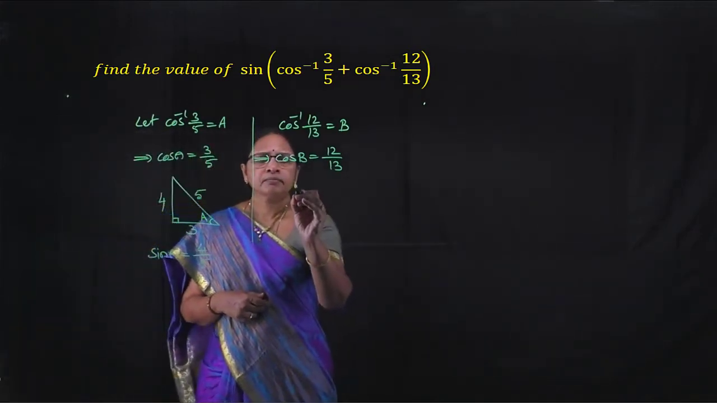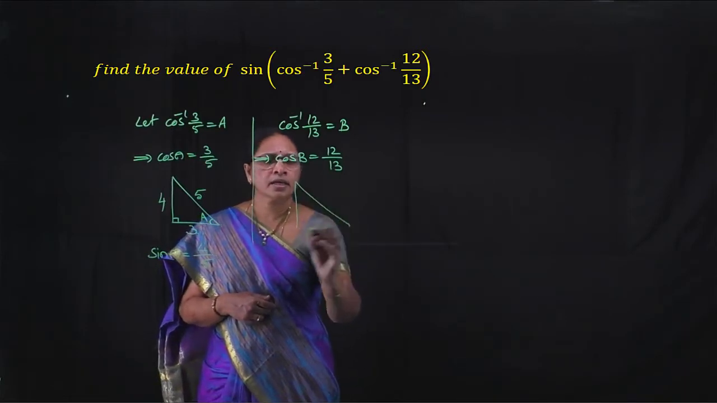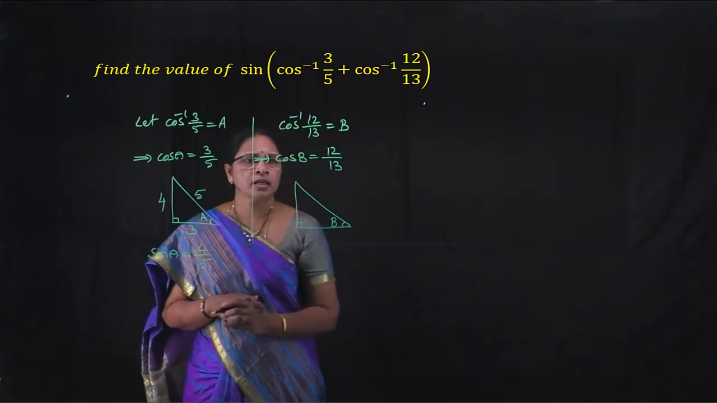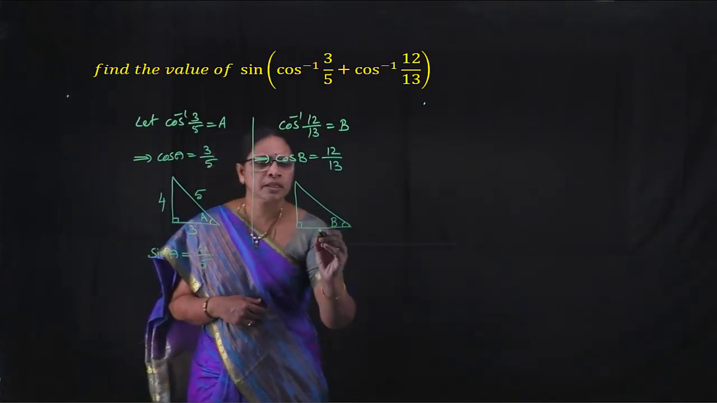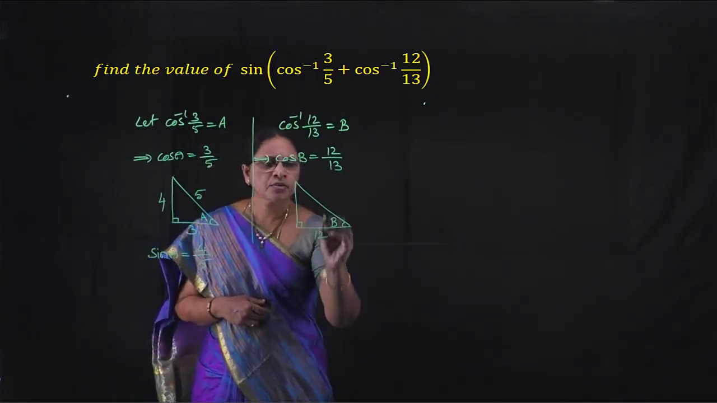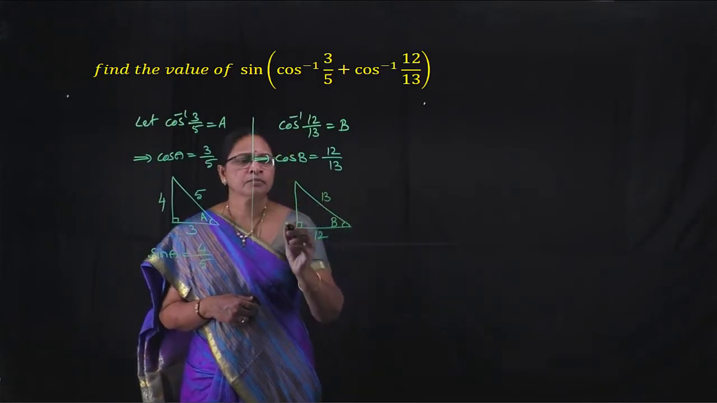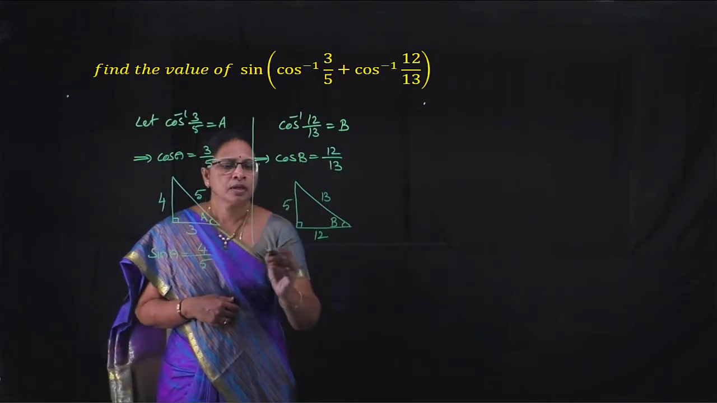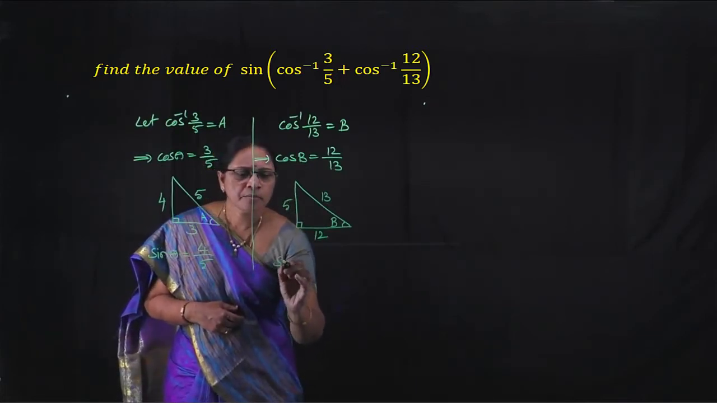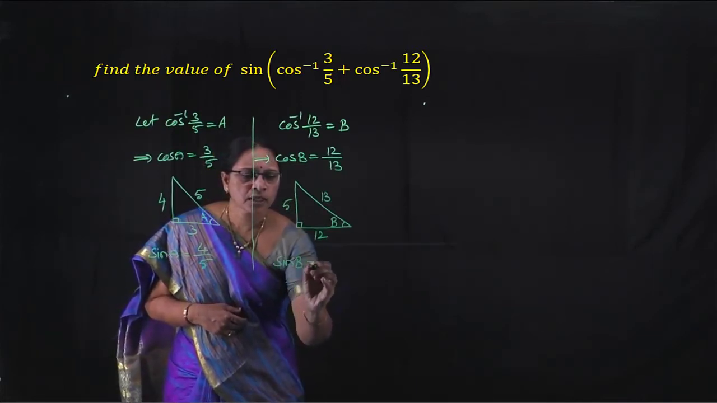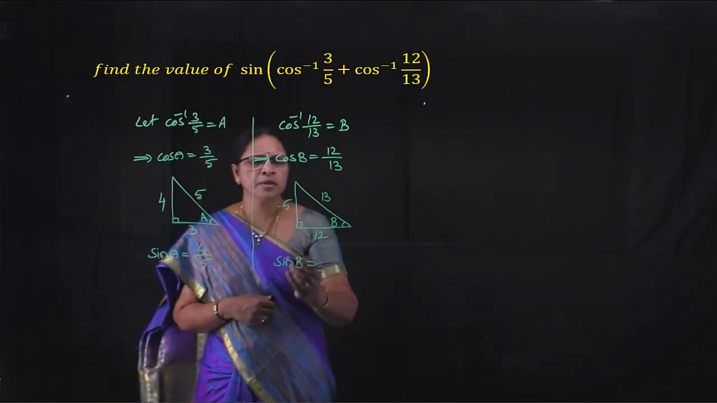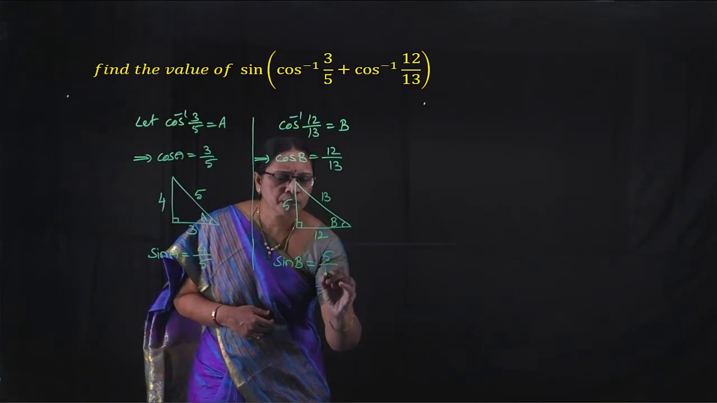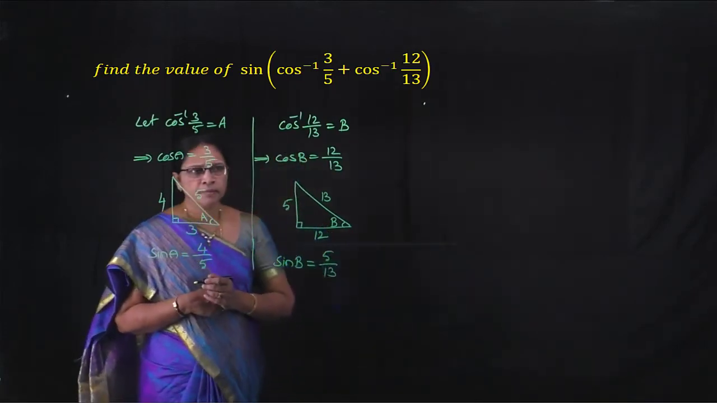Here consider a right angled triangle with an angle B. This is right angle, cos B equal to 12 by 13, adjacent side is 12, hypotenuse is 13. We can find the opposite side is 5. Here sin B is opposite side by hypotenuse, that is 5 by 13.